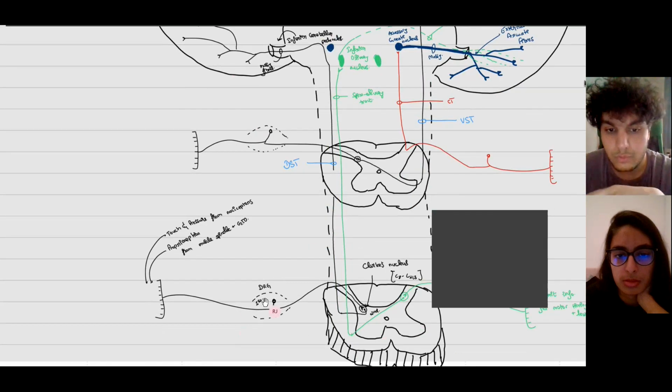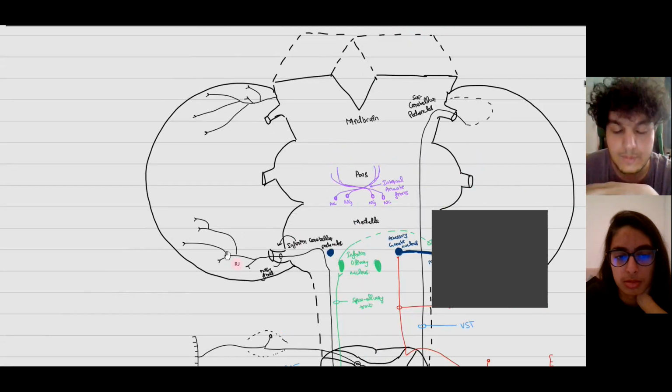So the first order neuron would be your dorsal root ganglion. Second order would be Clarke's nucleus. And then the third order would be the final synapse in the cerebellum through your inferior cerebellar peduncles, right?